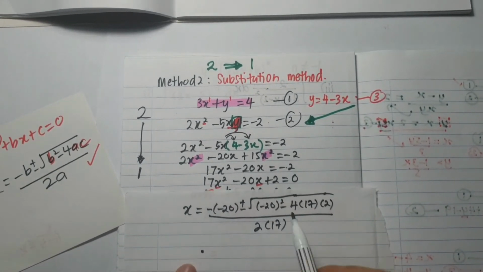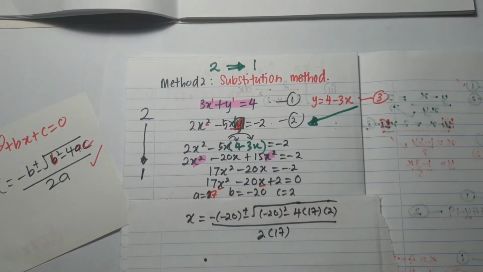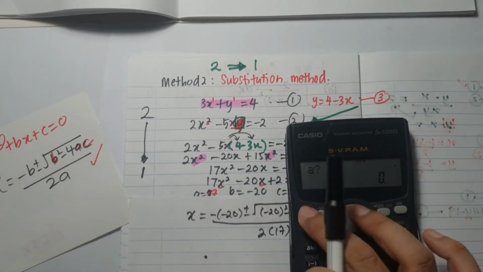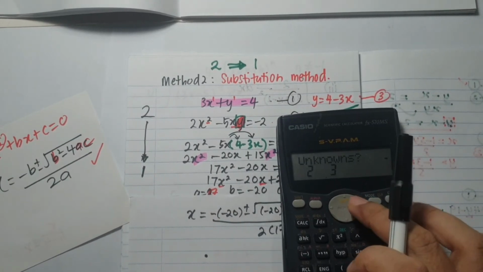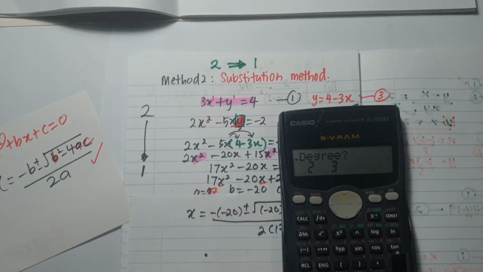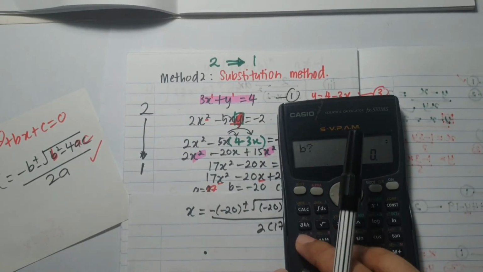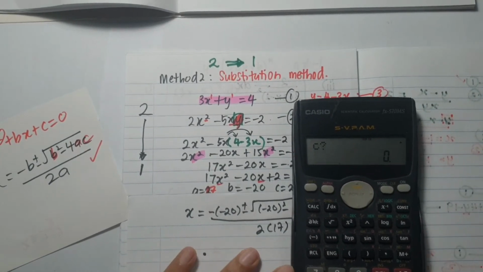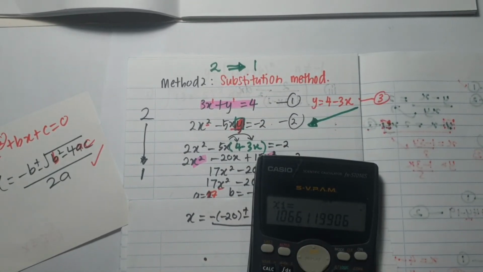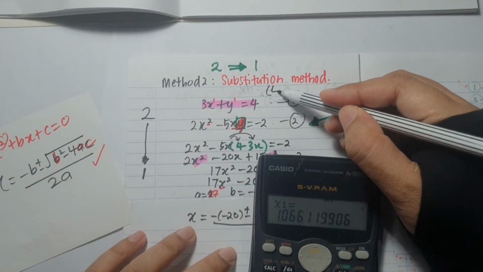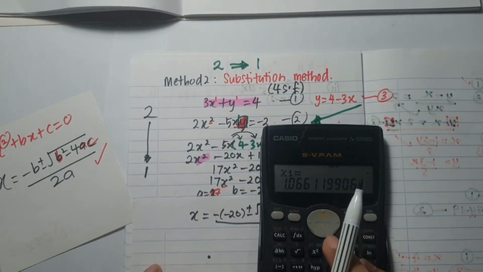Okay, so from here, sampai sini you can simplify all this, but for me I want to use calculator. So mode EQN 1, press 1. Replay button to the right, and then degree of 2 because power of 2 here. A is 17, B is negative 20, equal sign, C is 2, equal sign. So the first answer, let's say this question asks you give your final answer correct to 4 significant figures. Okay, let's see. So answer will be 1.066.